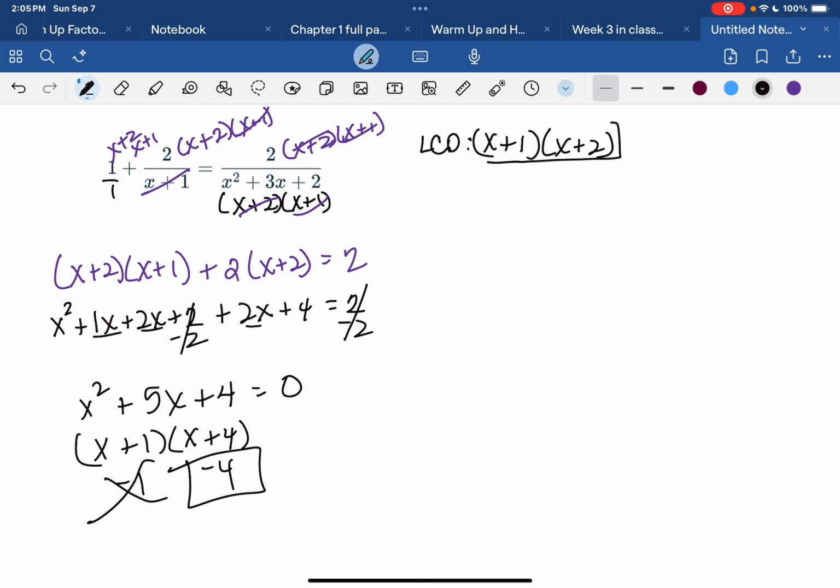Because if you look at your least common denominator and you set it equal to 0, you get -1 and -2. These are the answers you can't have, because your denominator, your bottom, cannot be 0.